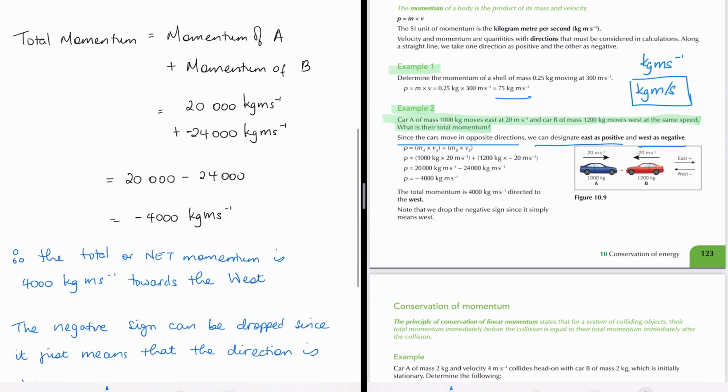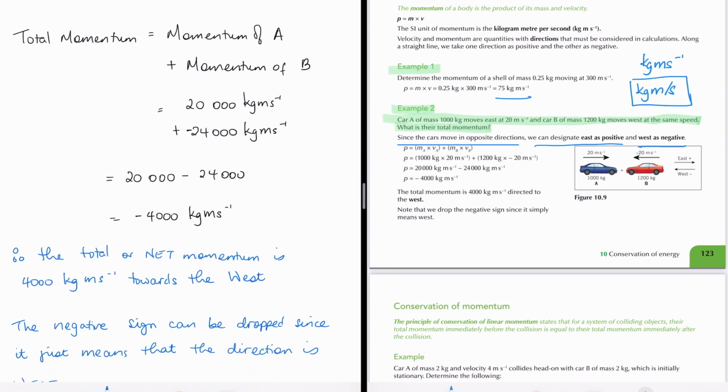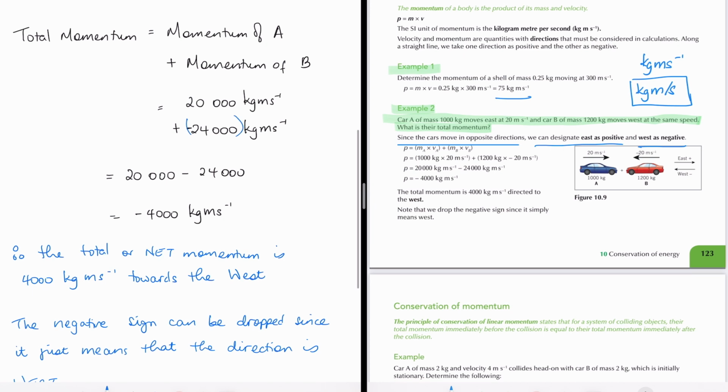The total momentum is going to be the momentum of A plus the momentum of B, which is 20,000 kilograms meters per second plus negative 24,000 kilograms meters per second. A positive multiplied by a negative is going to be an overall negative value. That's the same as saying 20,000 minus 24,000, which will leave me with negative 4,000 kilograms meters per second. That's my total momentum or my net momentum.